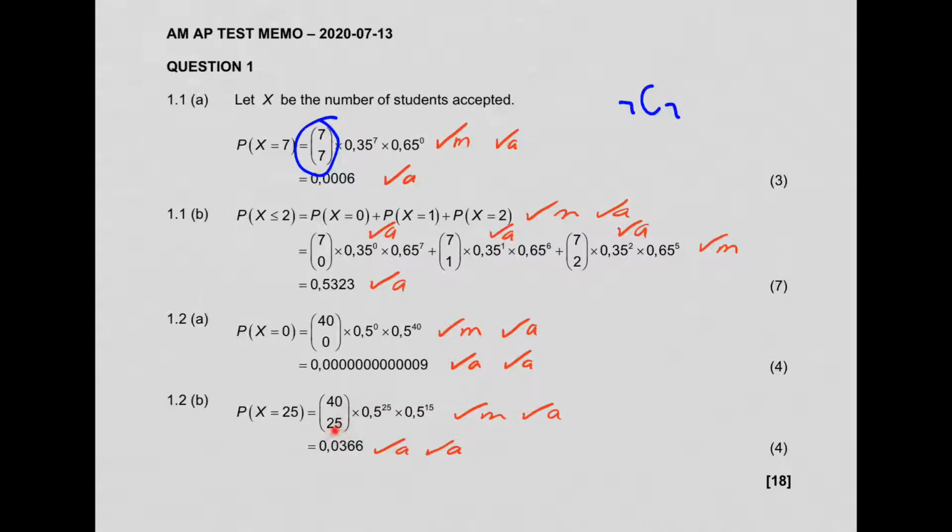And remember, this number here and that number are always the same in a binomial distribution. All right, and then this number and that number must always add up to that number. Right, so 0.5 successes to the power of 25, times 0.5 to the power of 15 failures. Okay, to give you 0.0366.